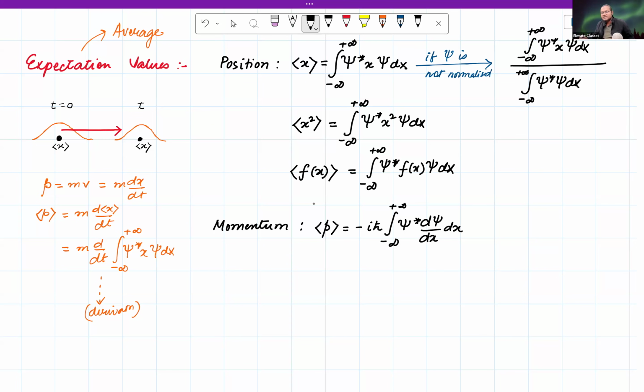Okay? This is the expression you get. So this is the expression for the expectation value of momentum, which can also be written in a much different manner. You can write it as if you are sandwiching a particular term, which is nothing but minus iota h cross del upon del x, between psi star and psi dx. Okay?